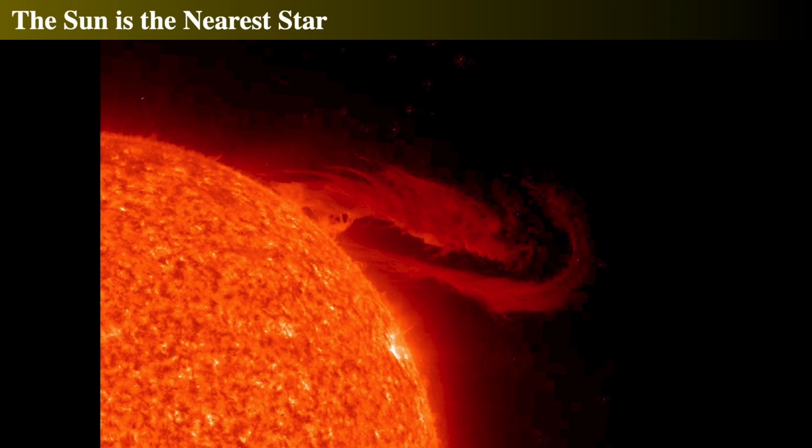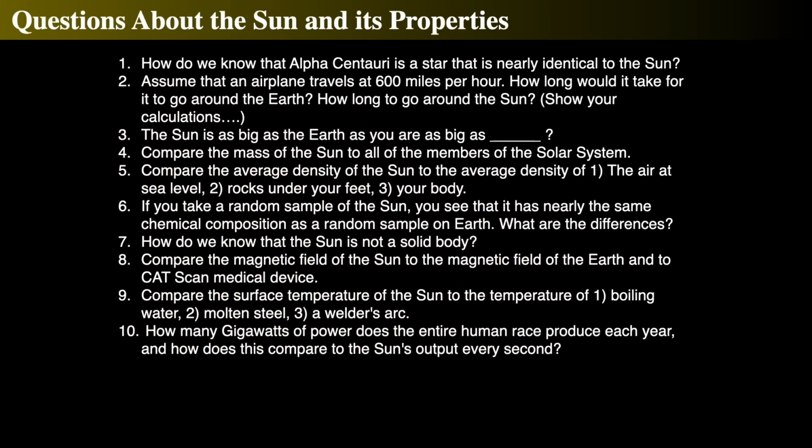So let's first go through something I haven't done yet in this entire series. Let's give some questions about the nature of the sun and its properties. You can go back through these, but I'll just read them really quick. How do you know that Alpha Centauri is a star that's nearly identical to the sun? There are clues inside of this lecture that are coming up.